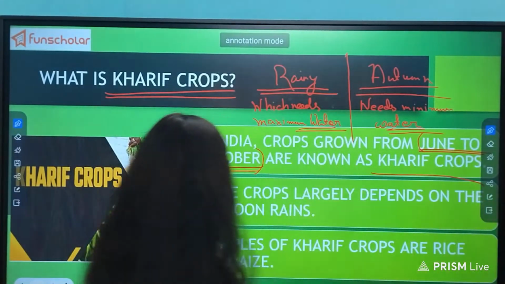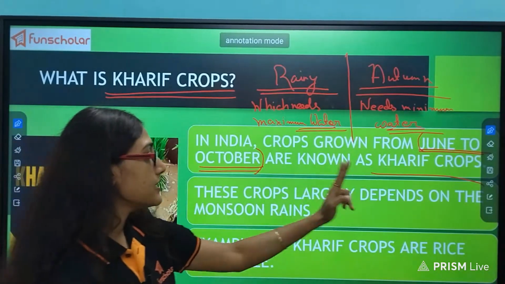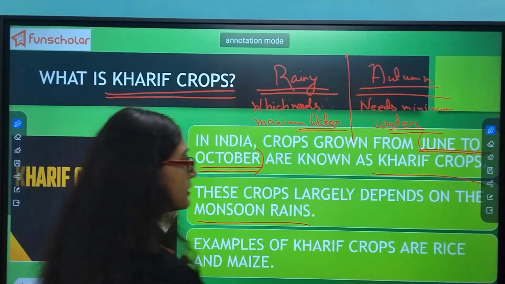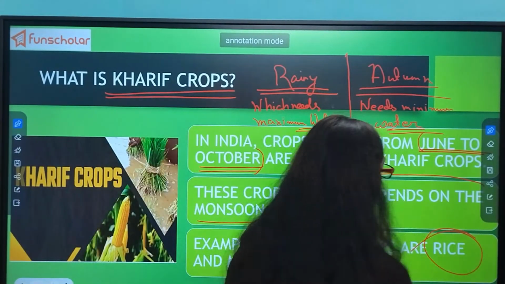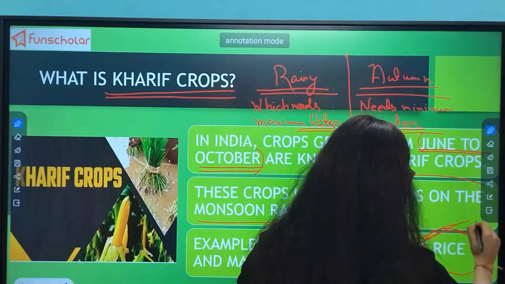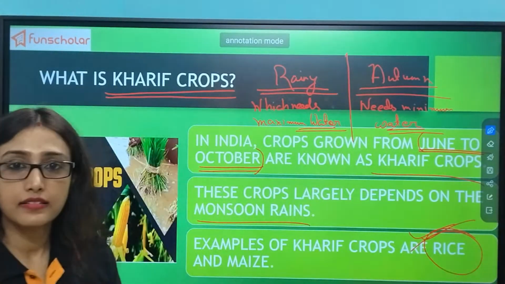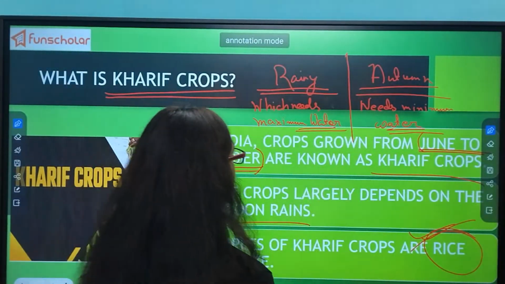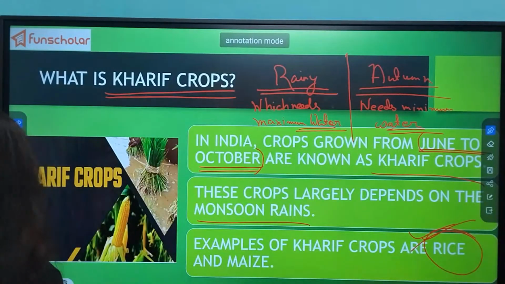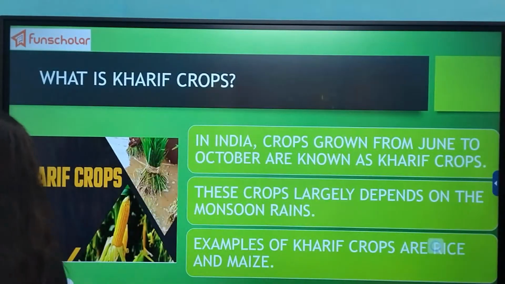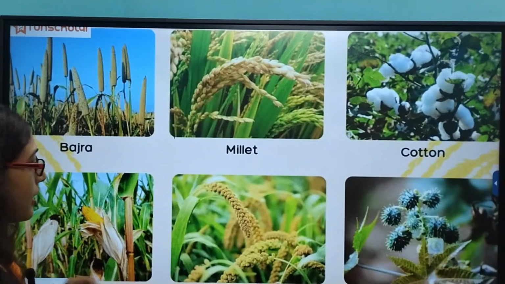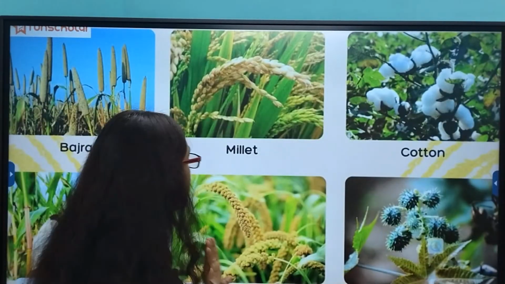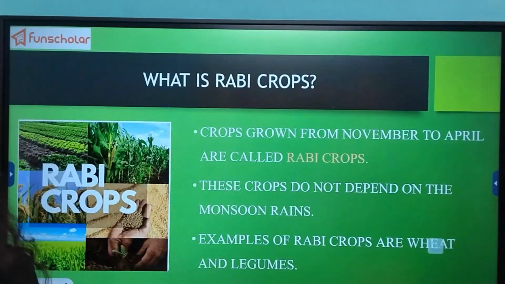Now see, these crops are largely dependent on monsoon rains. Examples are rice. Rice is the most important crop that needs a lot and lot of rain. Okay? Understood? I hope you have. Now rice, castor, maize, millet are examples of kharif crops.